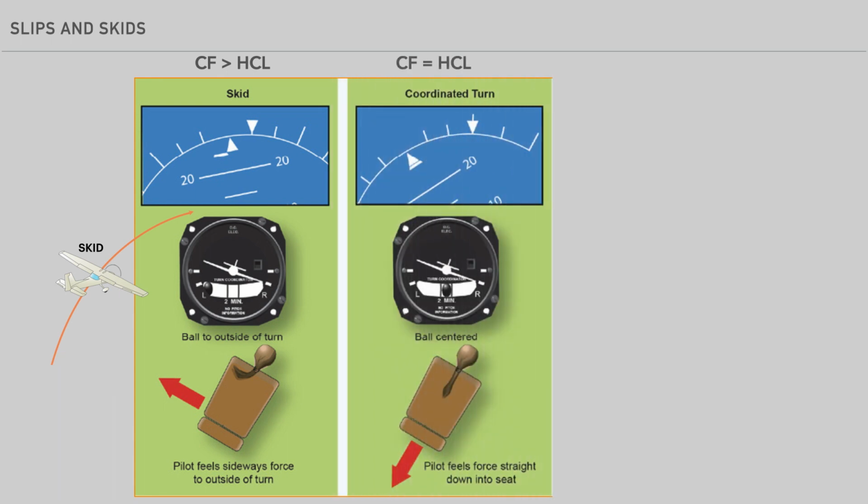In coordinated flight, the centrifugal force and horizontal component of lift are balanced, and the nose and tail of the airplane are aligned along the curved path of the turn.